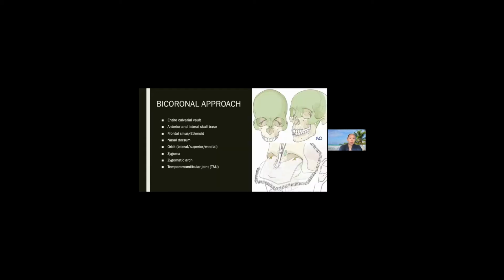So starting with the largest incision to the least, we'll talk about the bicoronal approach. Historically it has been used specifically for facial reconstructions and trauma cases, because it gets you access to everything, essentially. You can reach the entire cranial vault, anterior lateral skull base, you can reach the sinuses. If you release the supraorbital nerve from its notch or foramen, you can essentially pull the whole face down.